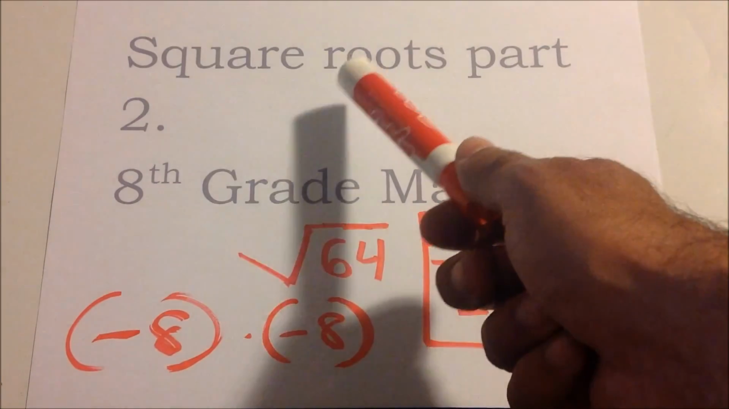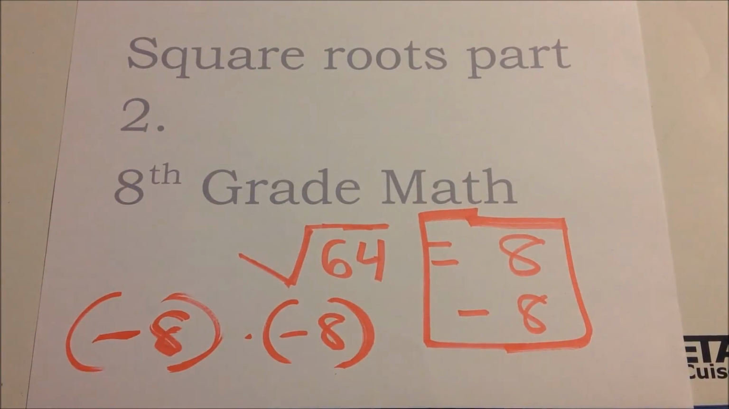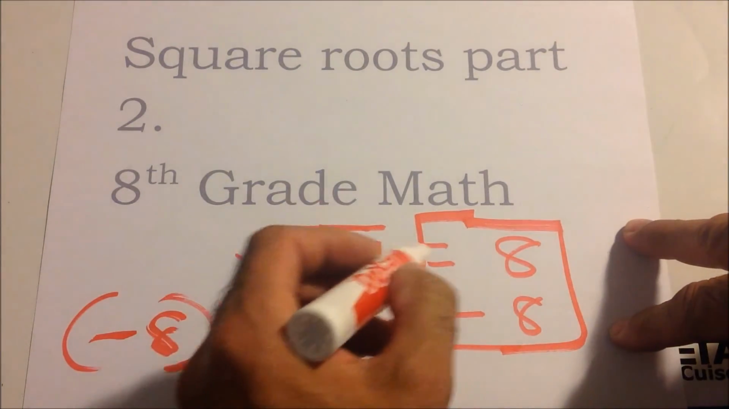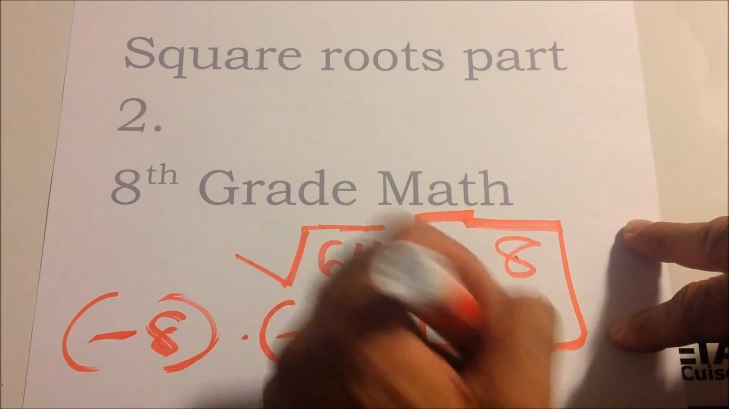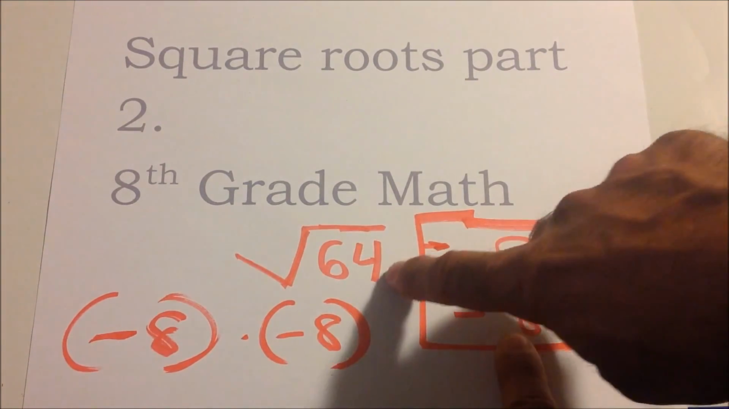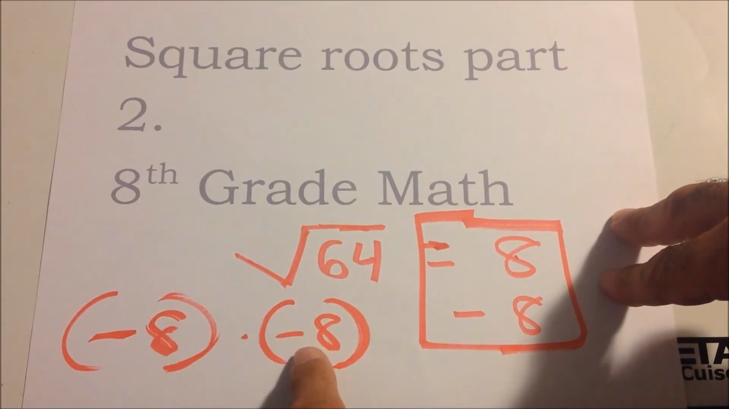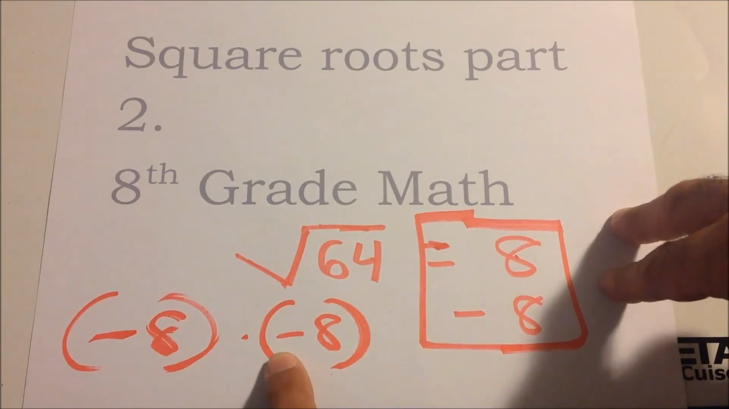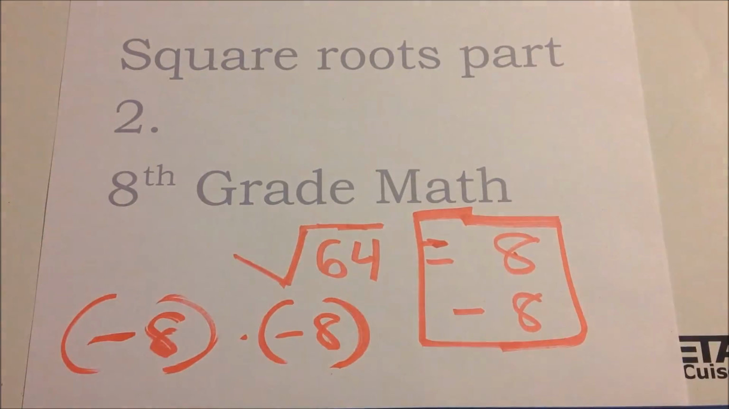Okay, here's our second video on square roots. And here we have the square root of 64, and we know from the last video that the square root of 64 is 8 and negative 8. So 8 times 8 is 64, and negative 8 times negative 8 is 64. So the square roots will have two answers.